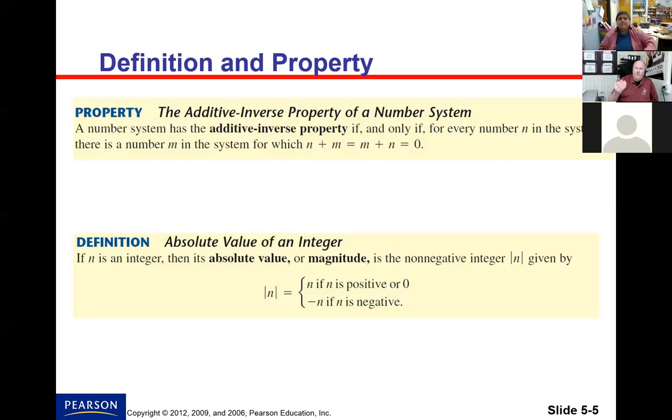Okay. So when we're talking absolute value, and we define it with, you can see these straight up and down lines, like brackets. That's what defines absolute value.